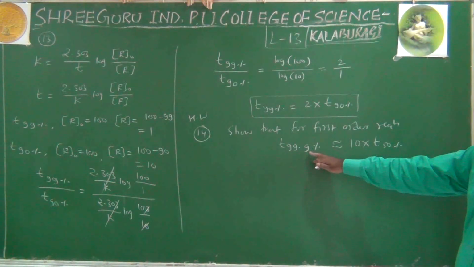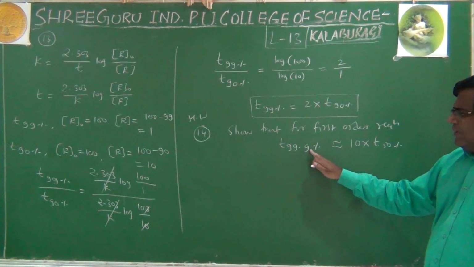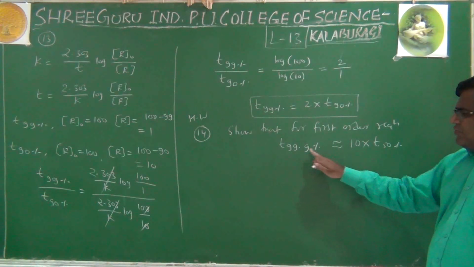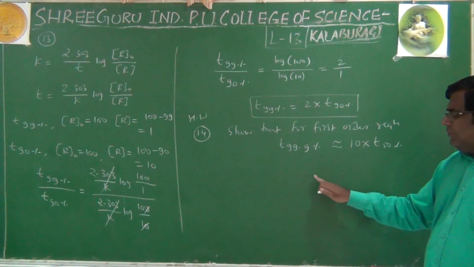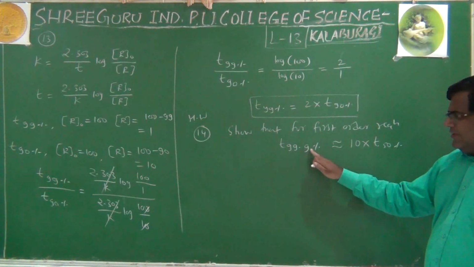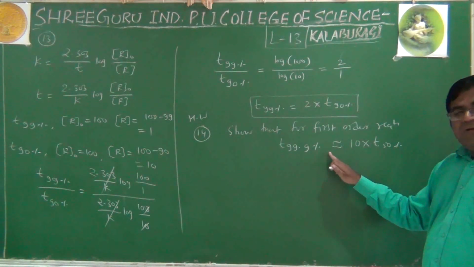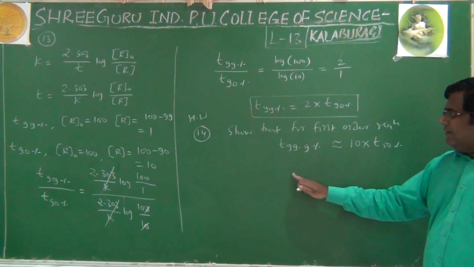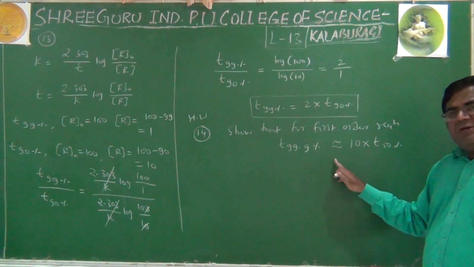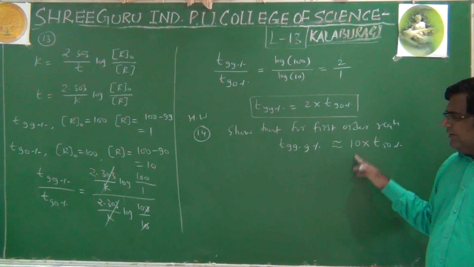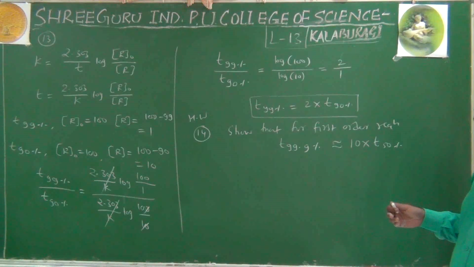So we'll take the ratio of t 99.9% divided by t 50%. R0 is 100, R is 100 minus 99.9, which is equal to 0.1. And for this t 50%, once again R0 is 100 and R equals 100 minus 50, which is 50. You can follow the same steps, and within 3-4 steps you will get that answer.